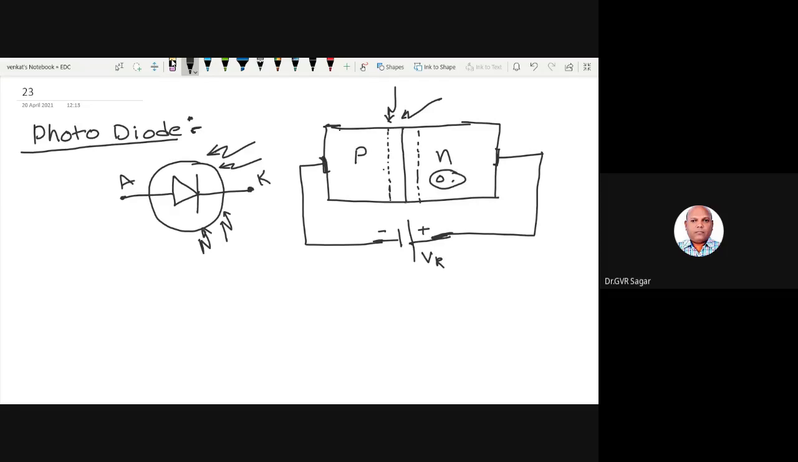These are the minority charge carriers. Electrons are the minority charge carriers. So there is a flow of minority charge carriers from P to N and N to P whenever light is incident. How is this light converted? Here at the junction region, this region is coated with a photo material.